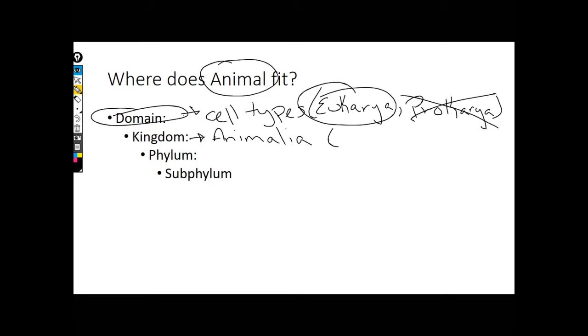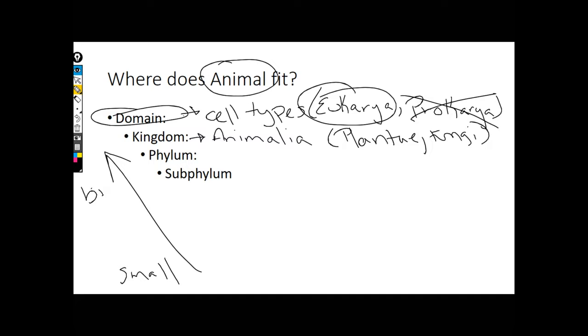Or, okay, if we were doing something else. Right, any of that business. And that makes sense, right? We're thinking smallest to biggest. Small groupings, big groupings.